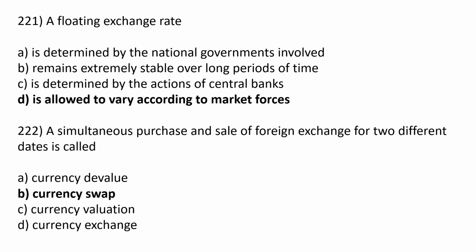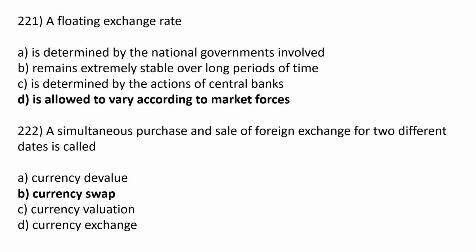A floating exchange rate is determined by the national government involved. Option B, remains extremely stable over a long period of time. Option C, is determined by the action of the central bank. Option D, is allowed to vary according to market force. The correct answer is option D, is allowed to vary according to market force.